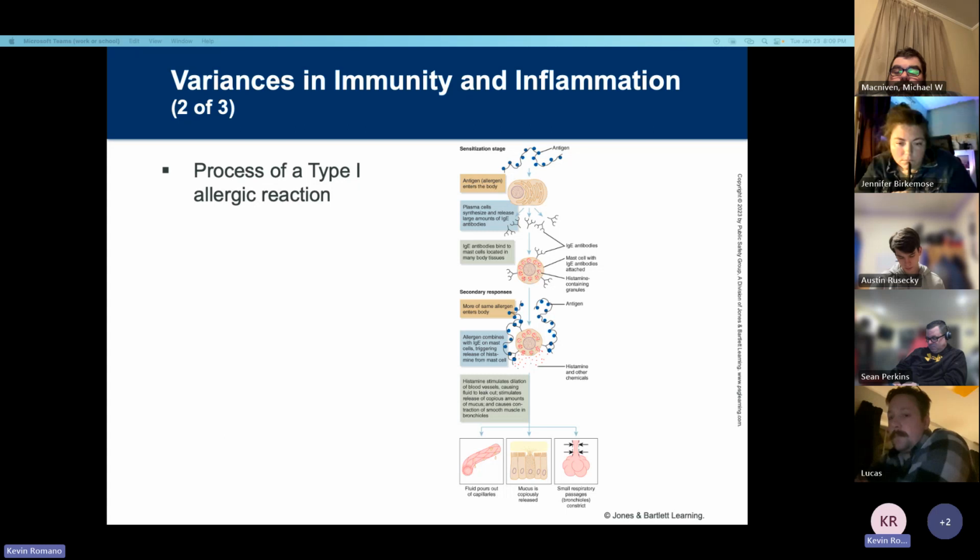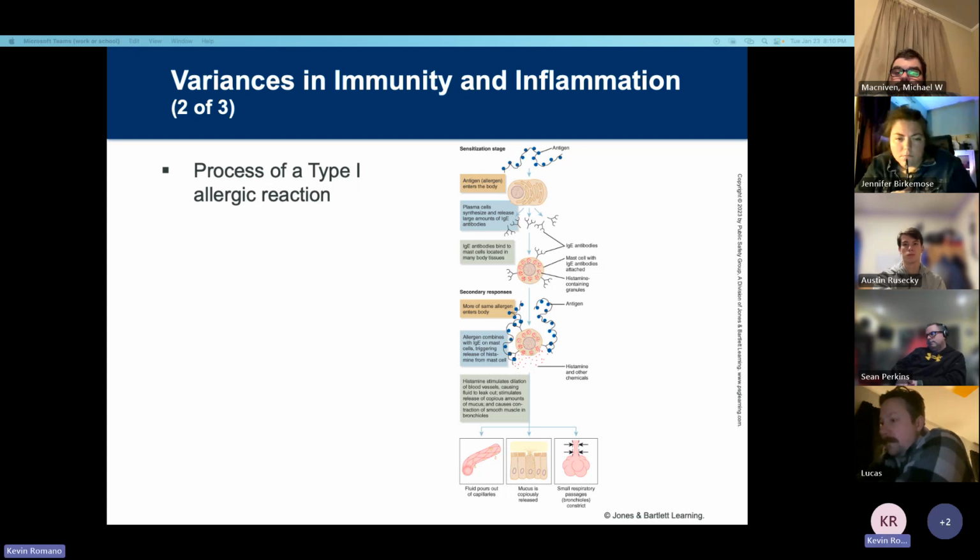Allergens combine with IgE on the mast cells, triggering release of histamine. Those are your H receptors releasing histamine from the mast cell. So histamine and other chemicals are being released. Histamine then stimulates dilation of the blood vessels, causing fluid to leak out, which then stimulates the release of copious amounts of mucus and causes contraction of the smooth muscles in the bronchioles. All right, we start seeing that contraction, then we start hearing that wheezing of the bronchioles, right? Now the patient starts to wheeze.